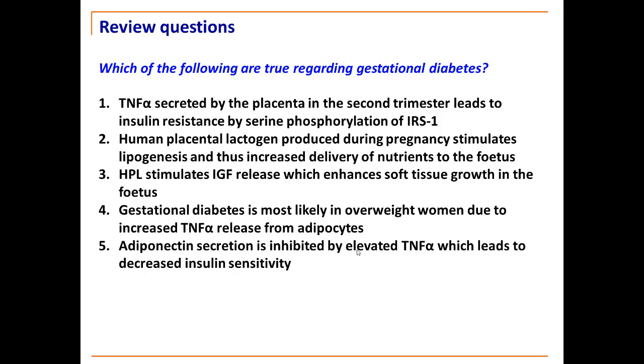Gestational diabetes is most likely in overweight women due to increased TNF-alpha release from adipocytes. That is correct. And that TNF is toxic in itself, but also reduces adiponectin. Which is the next question? Adiponectin secretion is inhibited by elevated TNF, which leads to decreased insulin sensitivity. True, because adiponectin enhances insulin sensitivity.